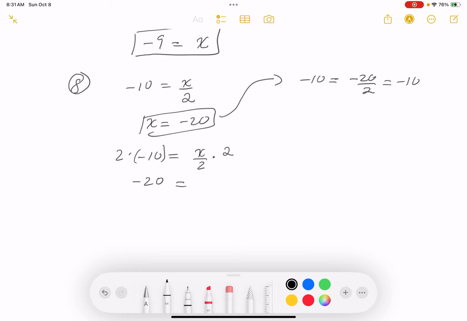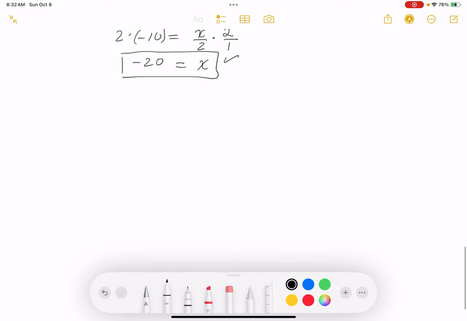That's easy. Over here, I'm going to write 2 over 1. The 2's cancel, and you're left off with x. So x equals minus 20. Now, I realize some people are saying, oh, x on the left or right. It doesn't matter. It's always read from the letter x, by the way. X equals minus 20. Whether I read it here or there, I always read it as x equals minus 20. Let's go to number 9.